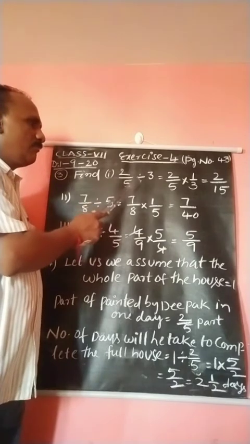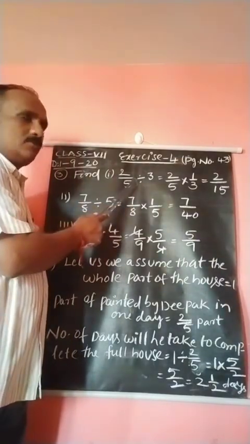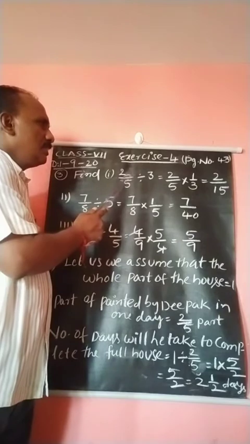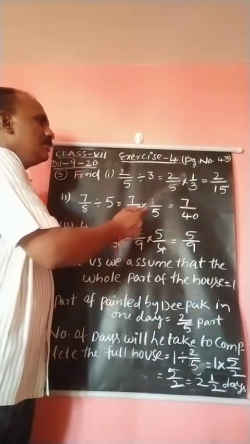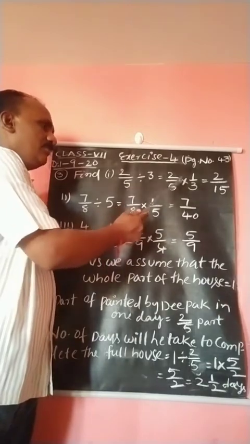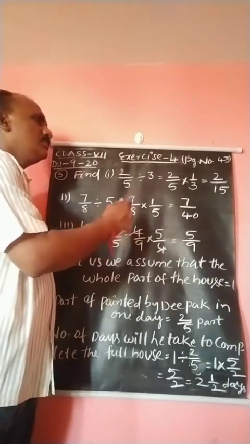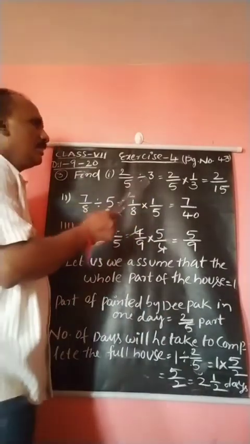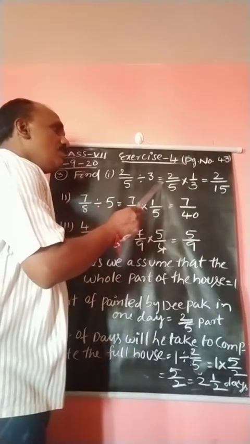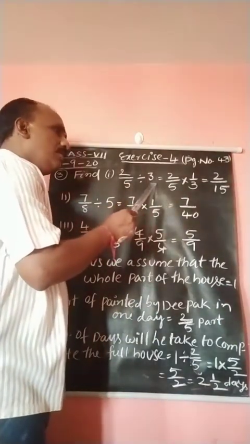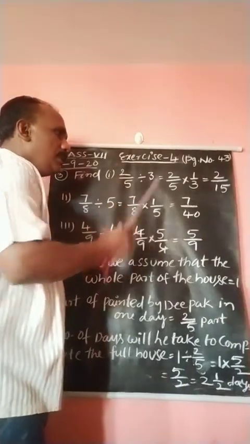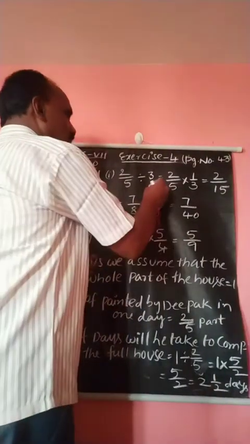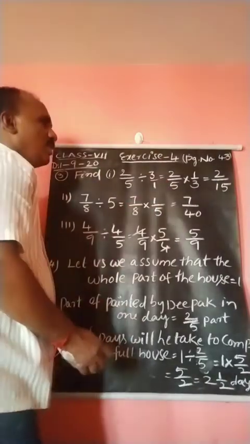See, listen, 2 by 5. I already told you that. Like in similar problems, with 2 by 5, the division can change into multiplication. Once we change the division into multiplication, the next fraction can be changed into its reciprocal. Here 3 is there. 3 means 3 by 1, you can assume that. If there is no denominator, you can assume that 1 is there. 3 by 1.